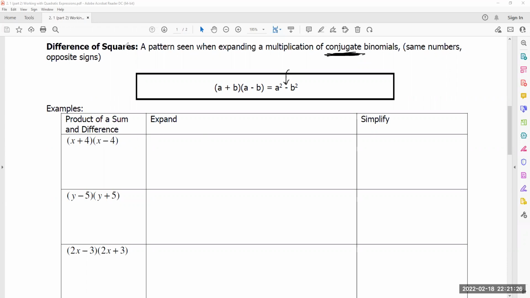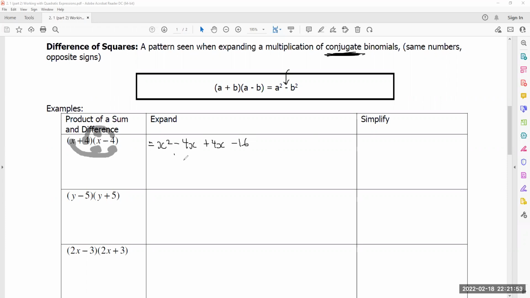I am going to do the thing where I take the x value, I'm going to multiply it to both terms, and then I take the 4 and I'm going to multiply it to both terms. Okay, so x times x is x squared. x times negative 4 is negative 4x. I'm done. So it's positive 4's turn. Positive 4 times x is 4x. And positive 4 times negative 4 is negative 16.